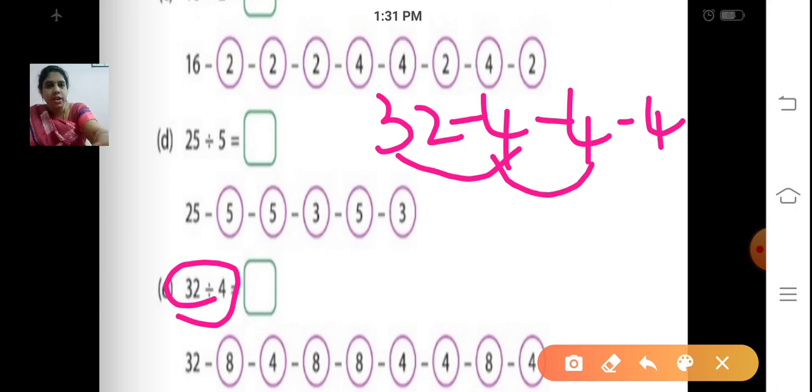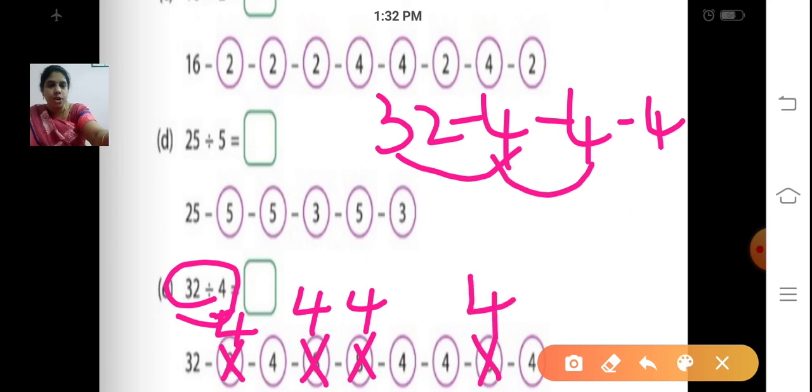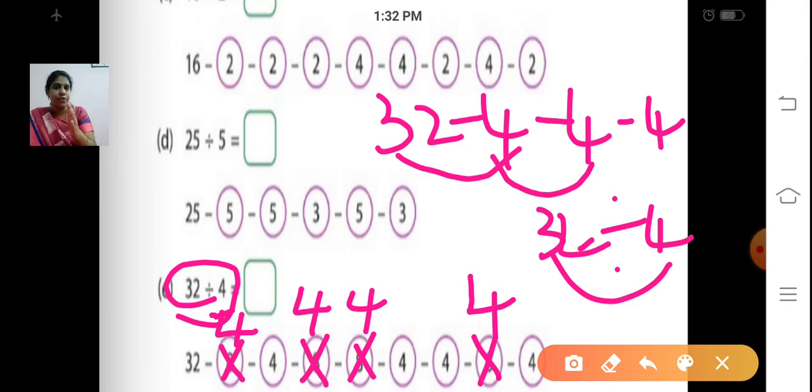So what mistake is in the sum? First 32 minus 4 will come here. Wherever you find 8, you have to cross that and write 4. We are going to subtract by 4 only, not by 8, right? So wherever you find 8, you cross that and you write 4 above that. The question is 32 divided by 4, right? So we are going to subtract only these two. So 32 minus 4, and from that answer again subtract 4 more till you reach 0.